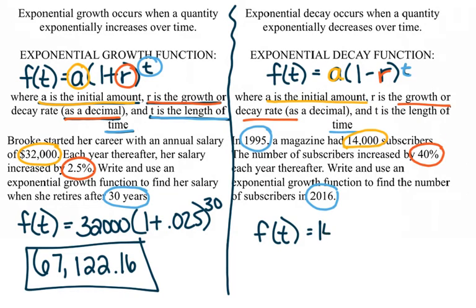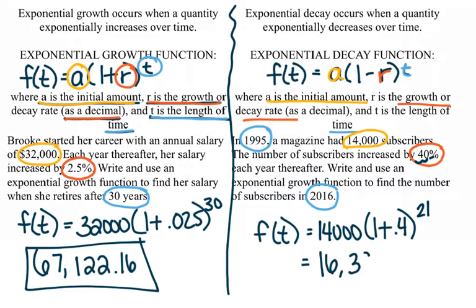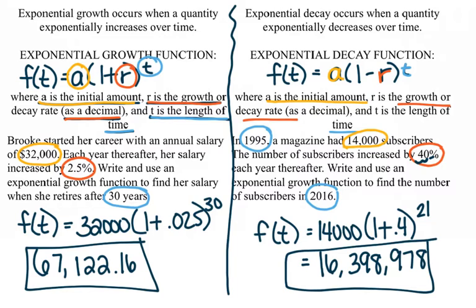Alright, so we started with 14,000 subscribers. We are doing exponential growth because that's what it says in the problem, so I still use a plus sign. If I change 40 to a decimal, remember I move it twice, so that's 0.4. And if I do 2016 minus 1995, I get 21 years. So when I type that in my calculator, I get 16,398. Oh, no, that's a way bigger number. My bad. 16 million, and so on. You can read. You're good. Okay.